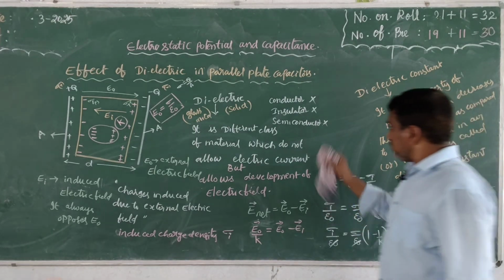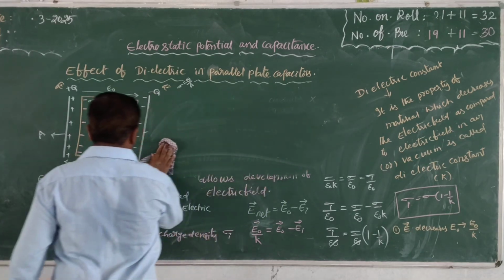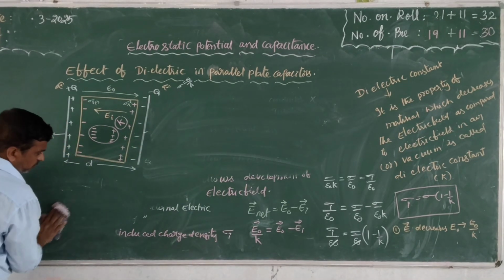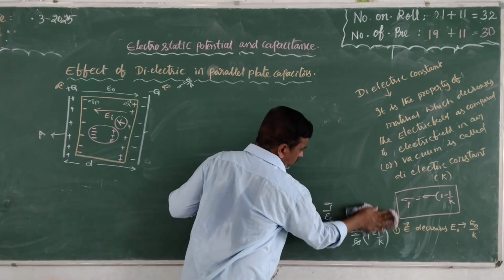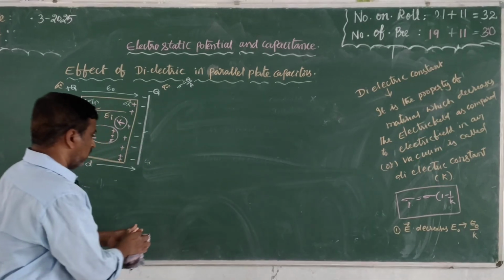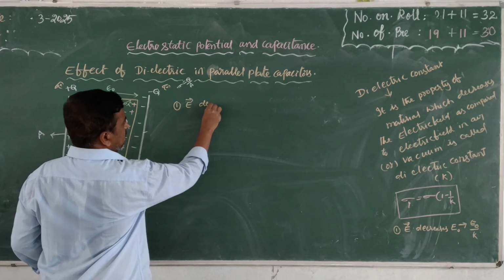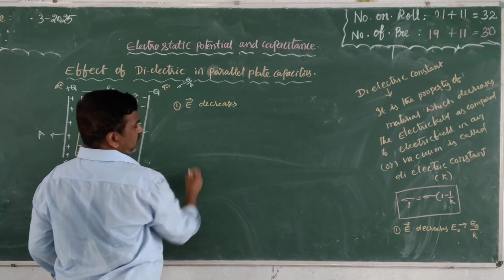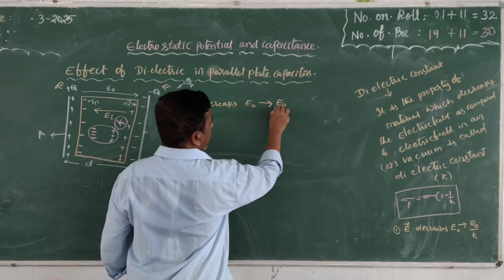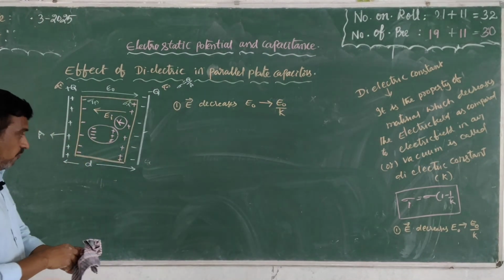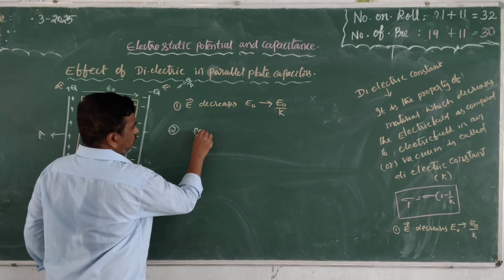Now we discuss the potential difference when a dielectric is placed. First, the electric field: when a dielectric is placed between the plates, the electric field decreases from E naught to E naught by K. What about the potential difference?